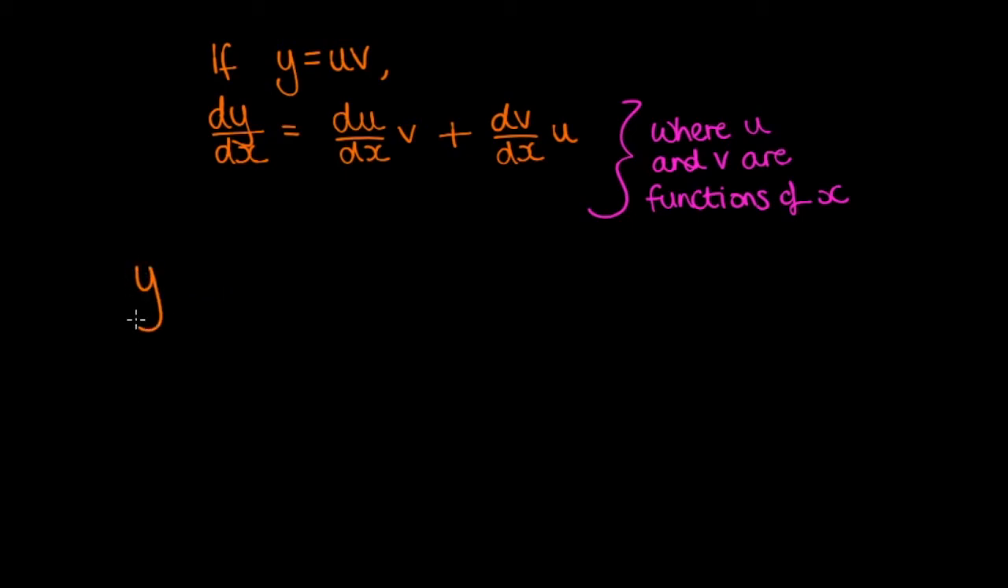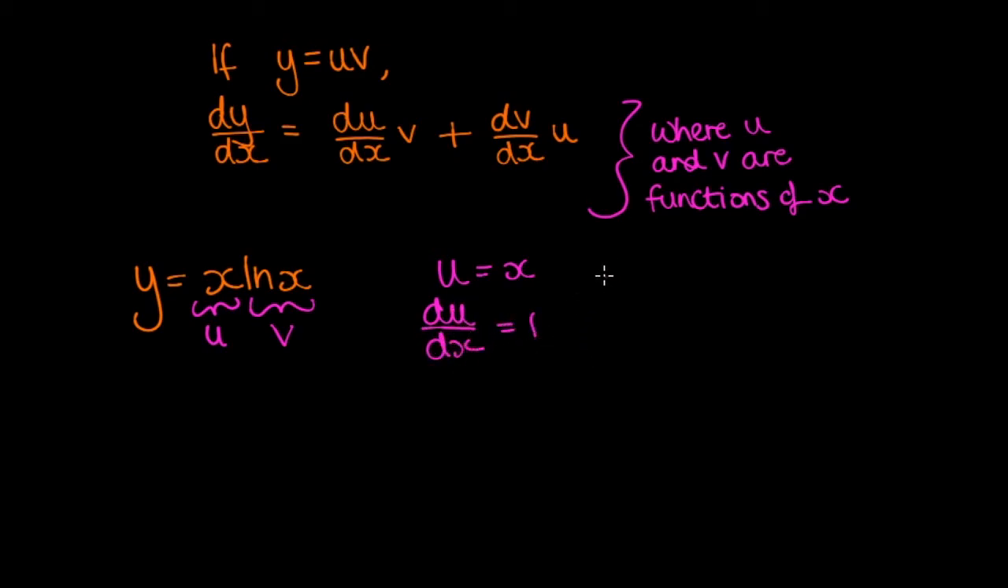Let's say y is equal to x ln x. So we've got a product of two functions, the function x and the function ln x. If we call x u and if we call ln x v, then in order to find du by dx and dv by dx, we're going to need to differentiate u and v with respect to x. So let's do that first. If u is equal to x, then du by dx is equal to 1. And if v is equal to ln x, then the derivative of ln x is 1 over x.